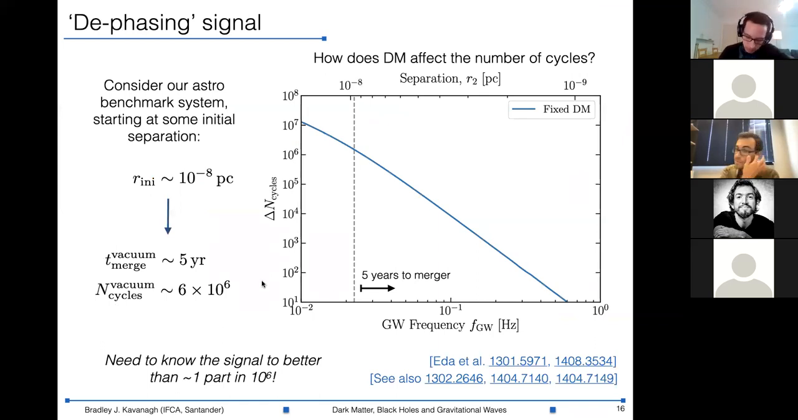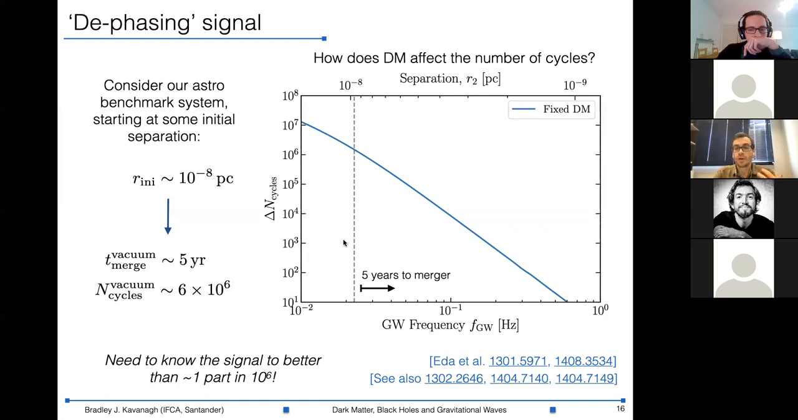Okay, and so to put some concrete numbers on here, you could think about a system which starts, let's think of this astrophysical benchmark system, starting at a separation of 10 to the minus 8 parsec. It could start out much further, but around the time that we might start to observe it would be when it reaches a separation of about 10 to the minus 8 parsec. In vacuum, you would find that this system would merge from that point in about 5 years, and it would undergo about 6 million cycles. So it would orbit around roughly 6 million times.